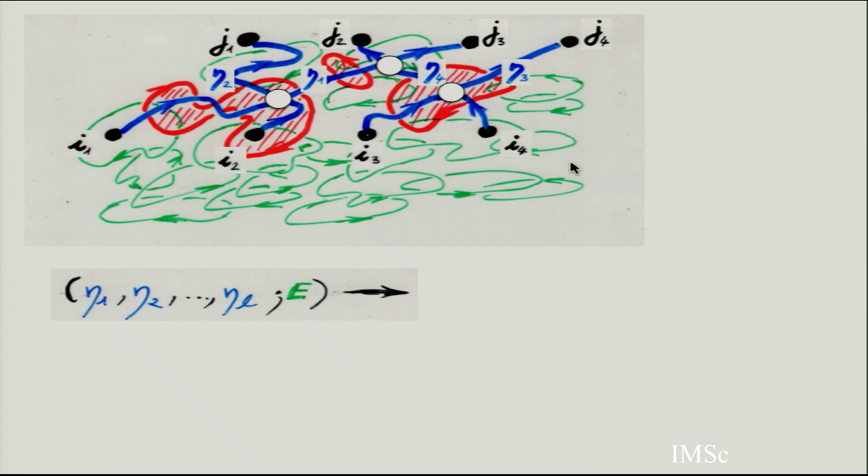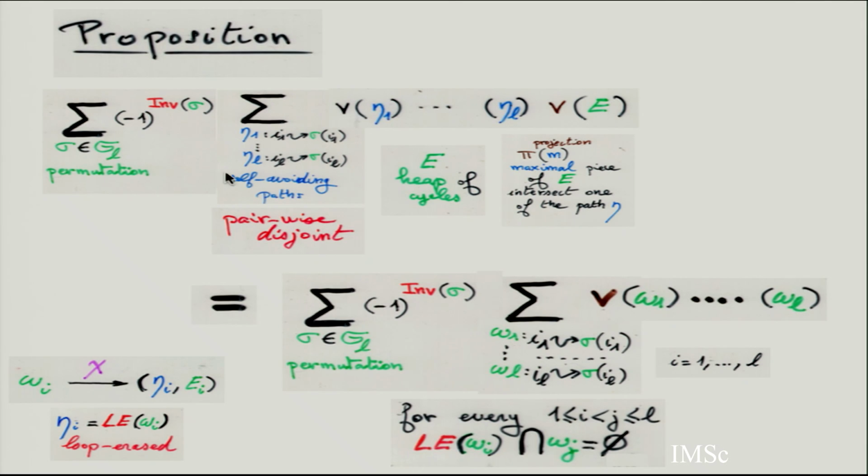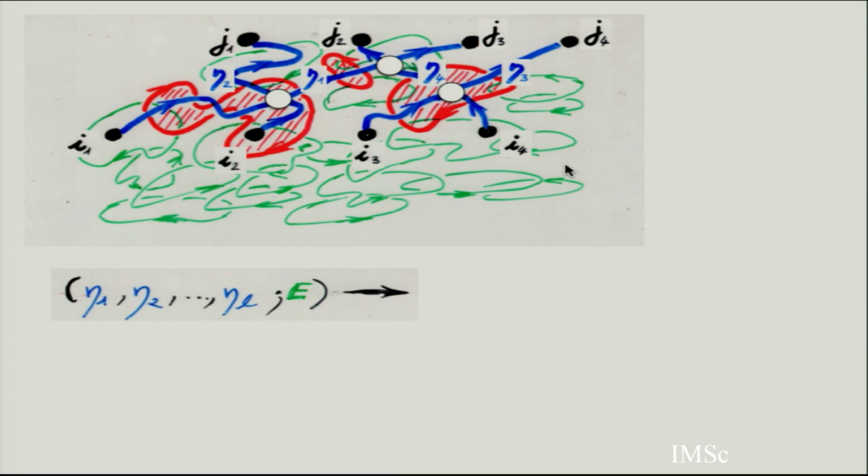So this is the picture which gives you the right-hand side of the main theorem. This contribution there: all the blue paths, all the heaps. The blue paths are two by two disjoint. The heaps are such that the maximal piece must intersect one of the blue paths. So this is the picture. And now this picture must give me the Fomin interpretation with the loop-erased paths, with this condition where i is less than j, then the green path omega j doesn't intersect the loop-erased path of omega i.